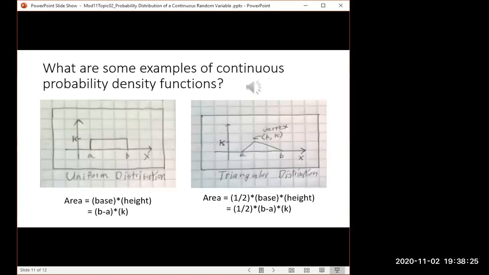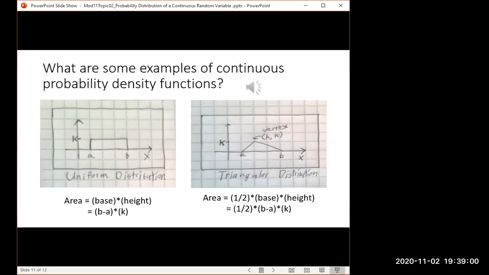So here are some examples of continuous probability density functions. Here's the uniform distribution, where all the different x values between A and B, they all have equal probability, so the curve is equally tall all the way across. And you can find an area underneath this real easy because you can find the area for a rectangle using the base times the height.